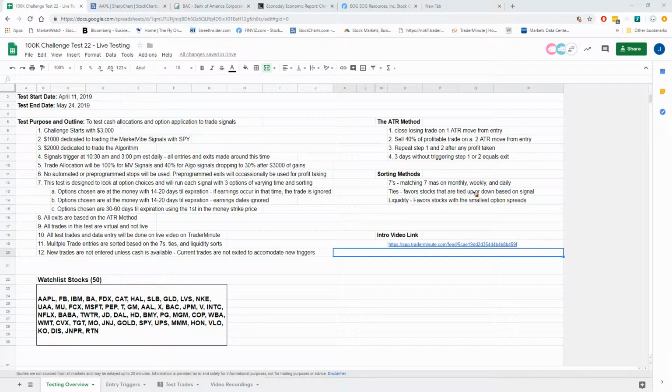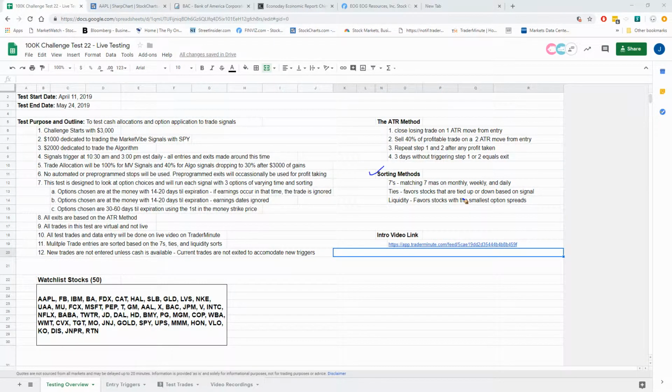When we talk about algorithms, sometimes it feels complex, but an algorithm is just a recipe. It's just a process. And one thing we want with the sorting method is we don't want it to take away from the triggering method for the algorithm. All this sorting method is designed for is to make the decision-making process simple when it comes to choosing which stock to run with when there are too many.